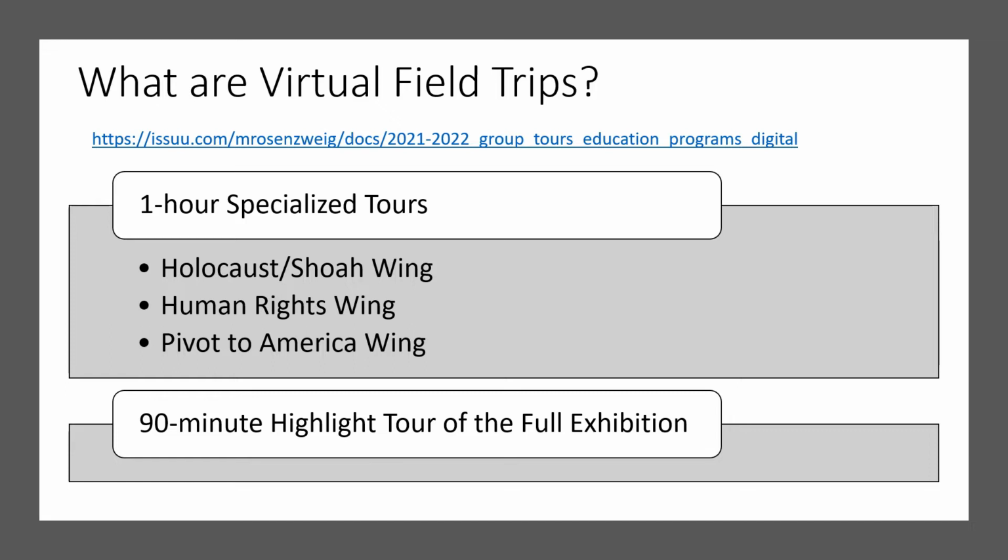We offer 4 unique virtual field trips. There are 1-hour specialized tours in which you spend 1 hour in a specific wing. So 1 hour in the Holocaust Shoah wing, 1 hour in the Human Rights wing, or 1 hour in the Pivot to America wing. Alternatively, there is a 90-minute highlight tour of the full exhibition. This tour moves quickly through all 3 wings and therefore is considered a highlight tour because of course you cannot cover all information in all 3 wings and see the memorial room as well.